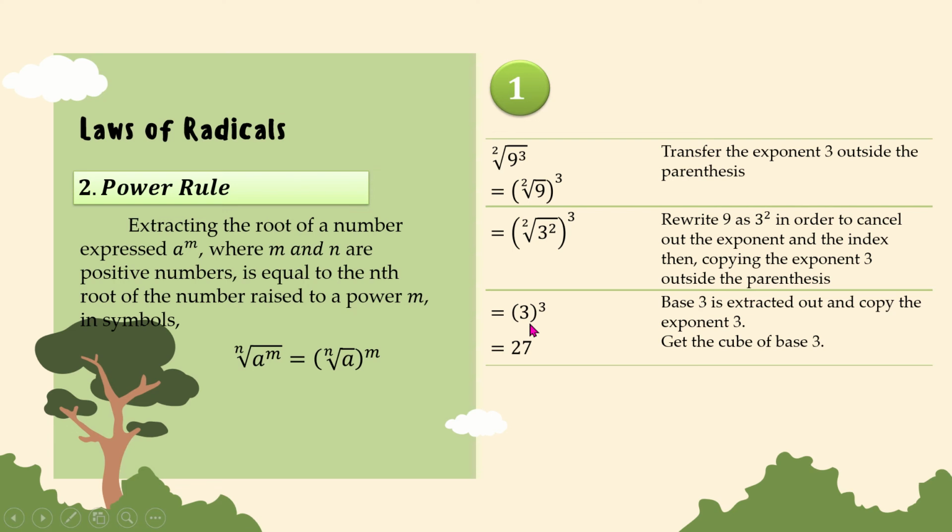So, it can be read as 3 cubed. Base 3 is extracted out and we copy the exponent 3. Then get the cube of base 3. So, 3 cubed is 27.